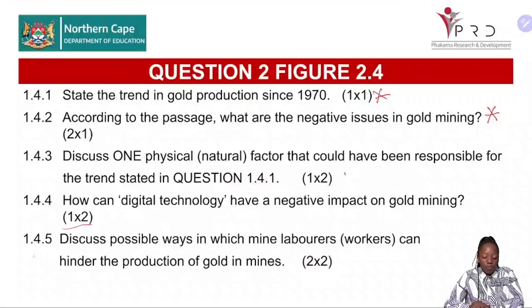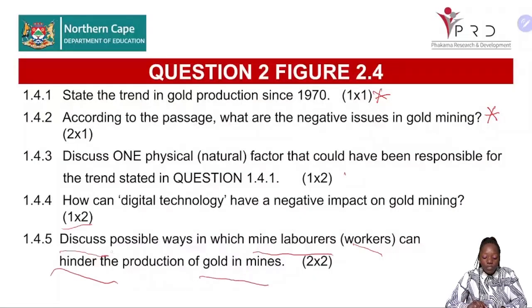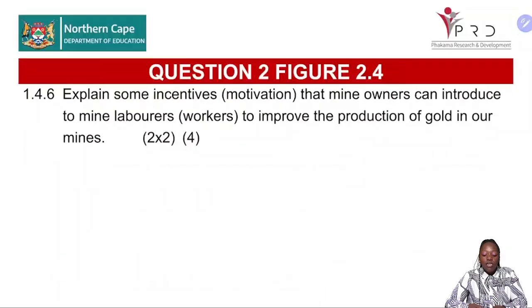Then your 1.4.5, you discuss possible ways. Remember, discuss so that you can be in a position on how you're going to structure your answers, because when you discuss, you need to give a full explanation. So discuss the possible ways in which mine laborers, which is the workers, can hinder the production of gold mining. Then again, you were not told how many responses you're supposed to give, but by looking at the mark allocation, which is 2 times 2, that's where you realize that you need to give 2 answers.